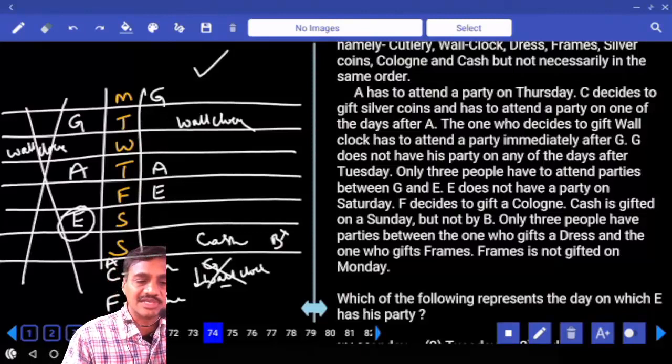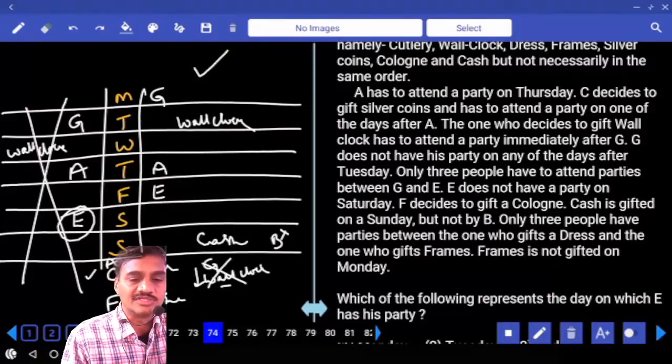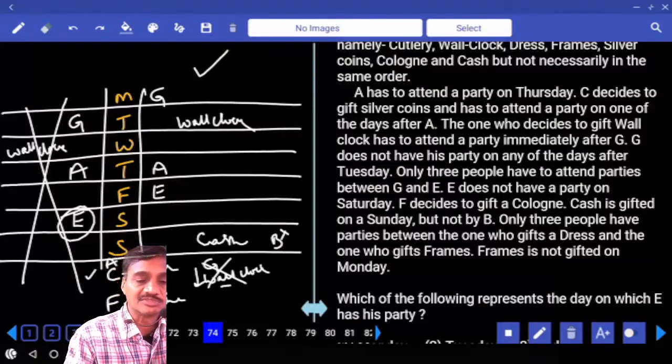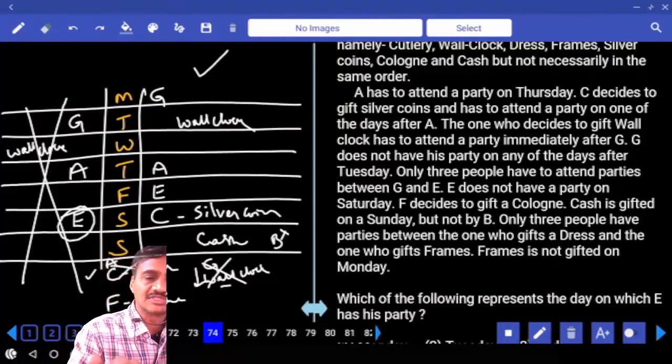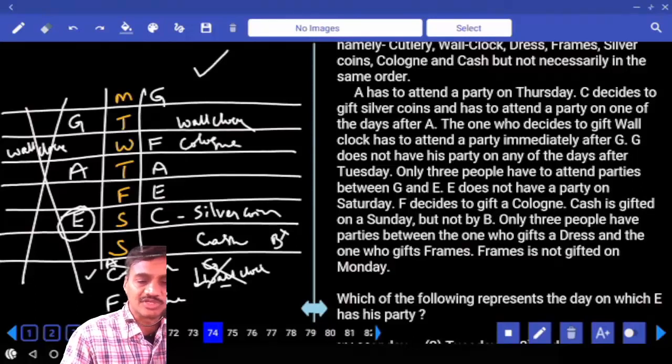And C is after this A, didn't he say? And C is after this A and C must be silver coin. And C is silver coin. This is the only possibility. Now C silver coin is done. And this is finished. And next one F is colon. And where should this F be? F must be here. Now this must be colon. And this also has been done.